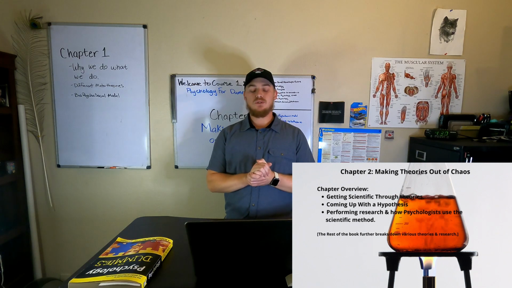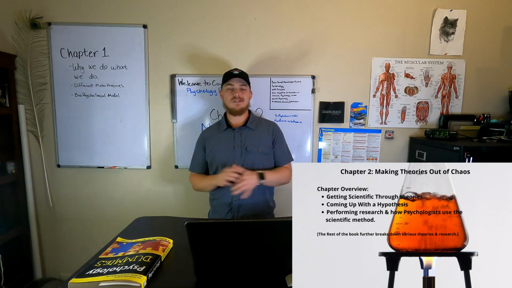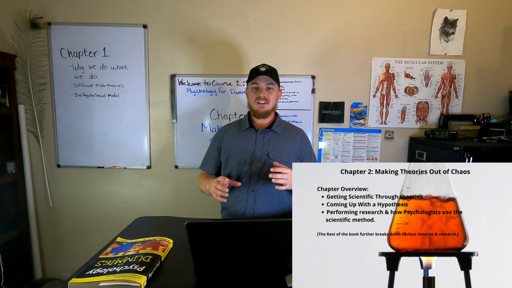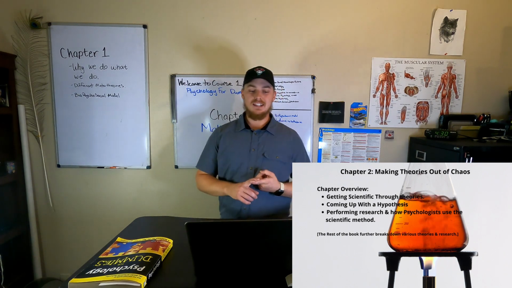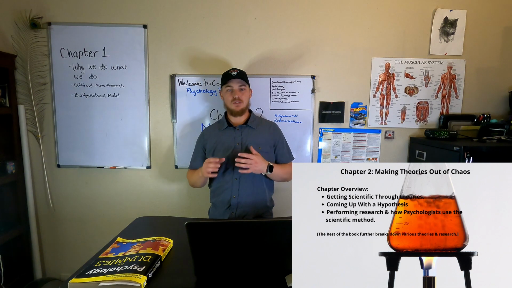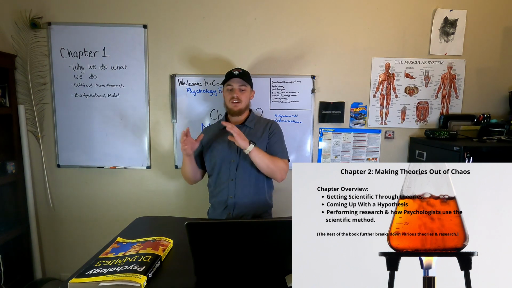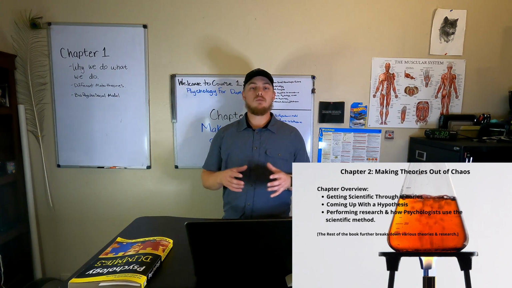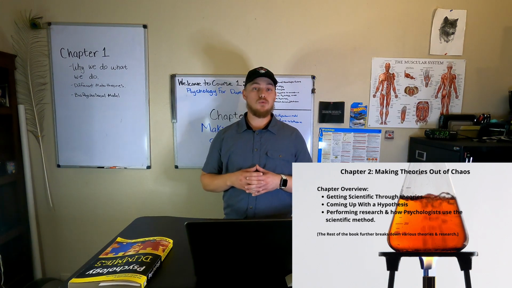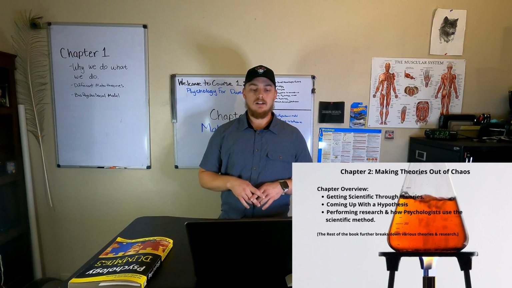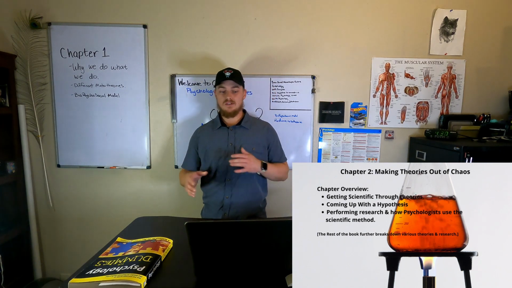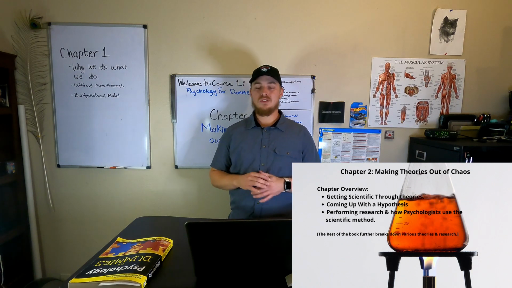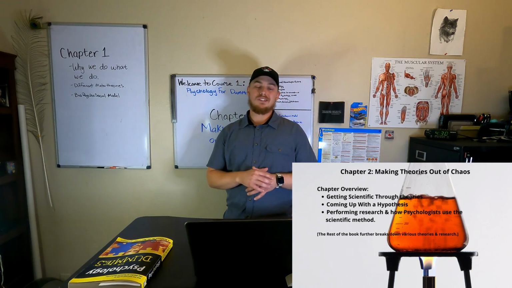So this was chapter 2, making theories out of chaos. We saw getting scientific through different theories, how to come up with our hypotheses, how to use those in given theories and research, as well as performing research and how psychologists use the scientific method. The rest of the book goes over and breaks down various parts of theories and research, so we will be going over those later on.